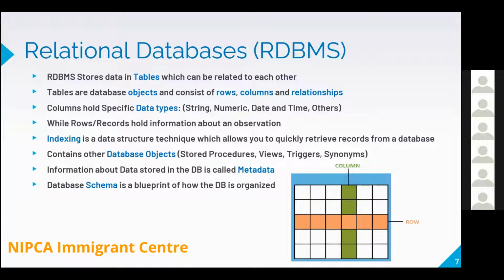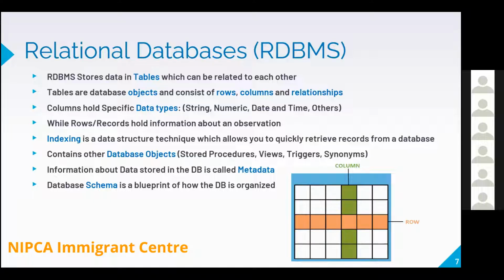And then rows, which are also referred to as records, can hold information about an observation, or let's say a person. If I want to find out information about a particular person, then I'm querying that row. If I want to find out information about all the date of births, then I'm querying that column.